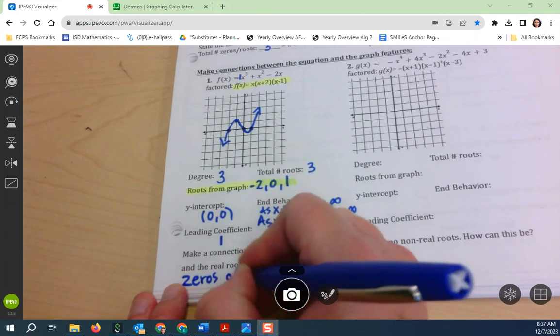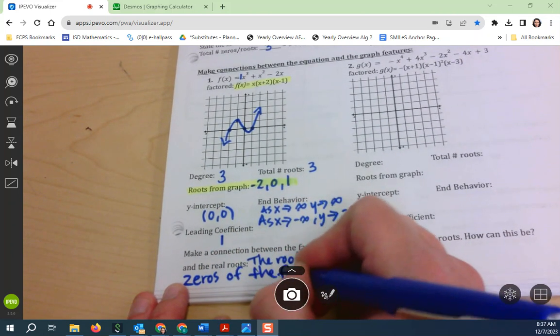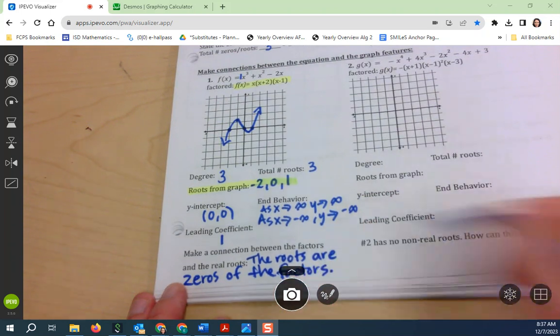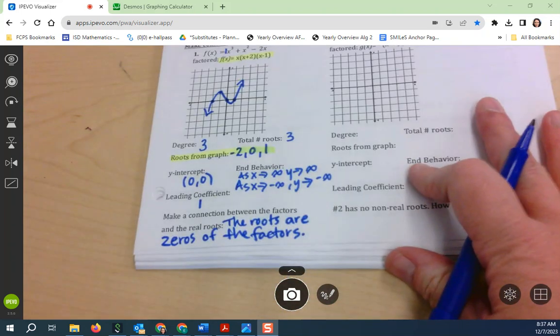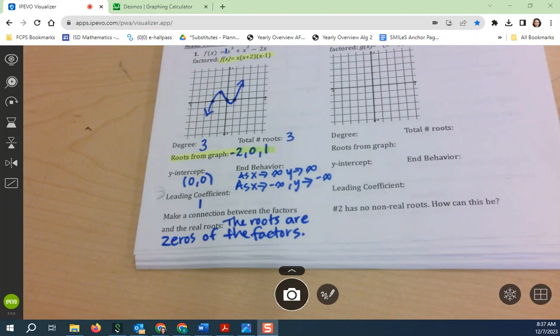You want to know what I had? Whoa! The roots are zeros of the factors. And if you don't have the next one graphed yet, go ahead and graph the next one.